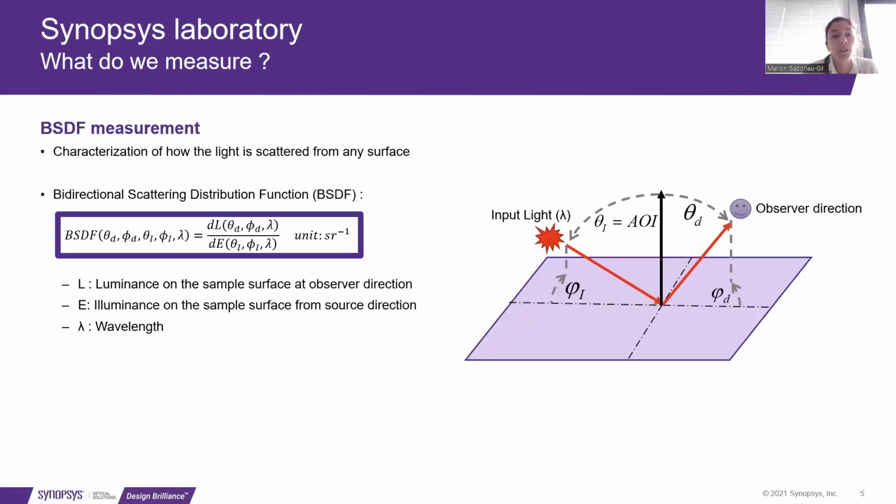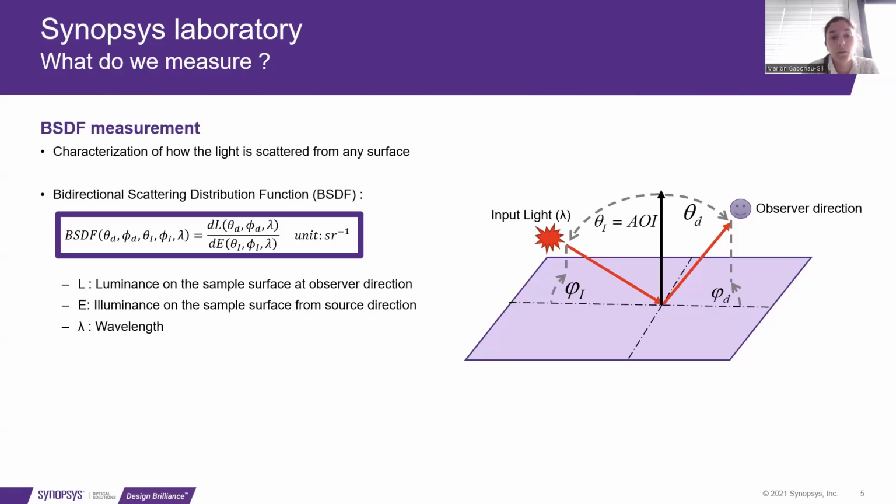So what do we measure in our lab? We are principally interested in BSDF measurement, but what is it? As you already know, when you light a surface, the surface scatters the light in many directions. In fact, we collect and characterize how the light is scattered from any surface via the measurement of a quantity named BSDF, for bidirectional scattering distribution function.